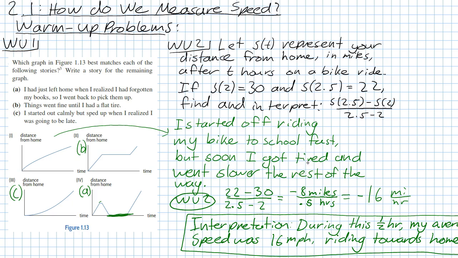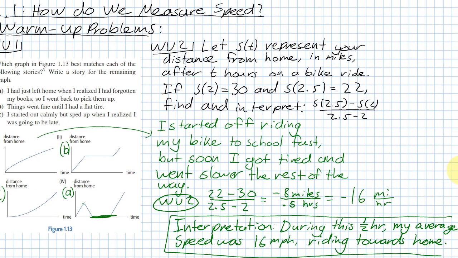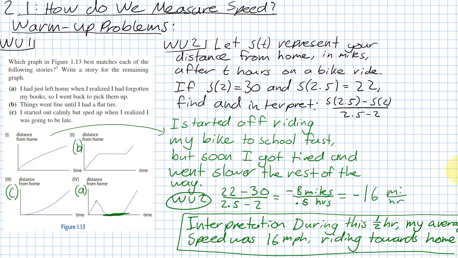And for warm up 2, one thing I meant to point out is that whenever you see interpret a number, interpret a result, it means you need to write a sentence about that in English that has to do with the situation that was described in real life. So, anyways, I did the workout, got this, and the answer is negative 16 miles an hour. So that is the result, but then the interpretation, which is really what I'm looking for here, is that during this half hour, my average speed was 16 miles per hour riding towards home.